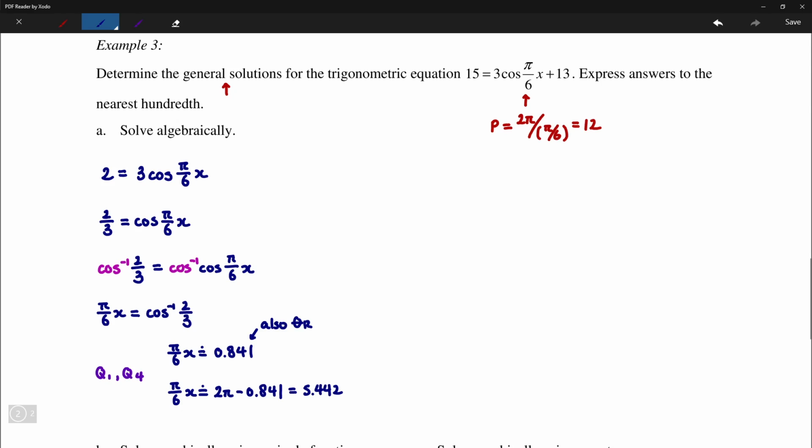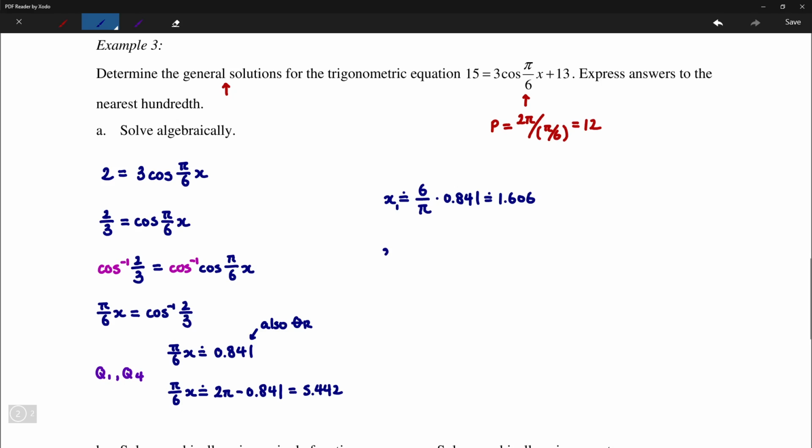So the important piece here is that unlike the previous question, we haven't yet solved for x. We solved for pi over 6 times x by taking the arc cosine on both sides. So here what we need to do still is to figure out what x is, and we're going to do that by multiplying both sides by the reciprocal of pi over 6, which means x is going to be approximately 6 over pi, the reciprocal, multiplied by 0.841, which will give us an approximate value of 1.606. Okay, so that's our first answer.